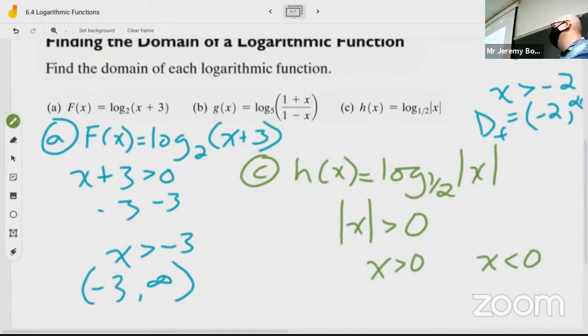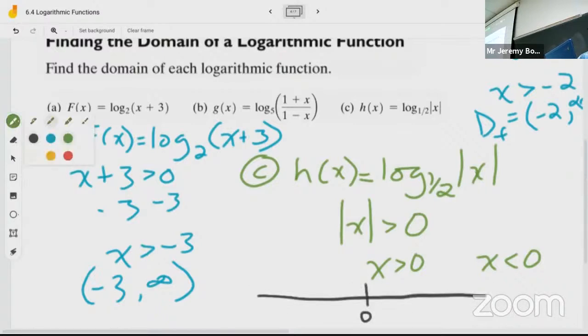If x is less than 0, you take the absolute value of it, it's going to be greater than 0. If x is greater than 0, you take the absolute value of it, it stays the same, it's still greater than 0. Well, what number is missing there? Anybody know?